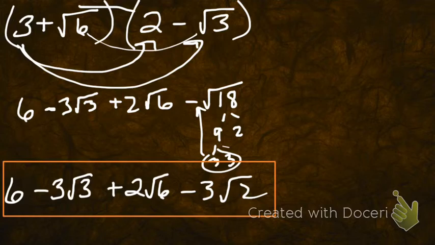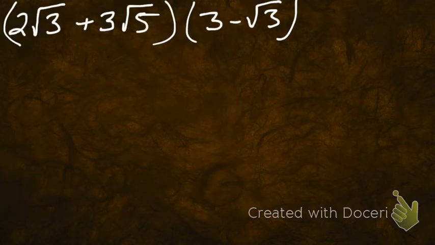Why can't you take the 6 and split it up into 3 and 2 and move something out? Because it's not under a root sign, so you don't have to simplify it. You would need a pair of numbers to move it out. You try this one.